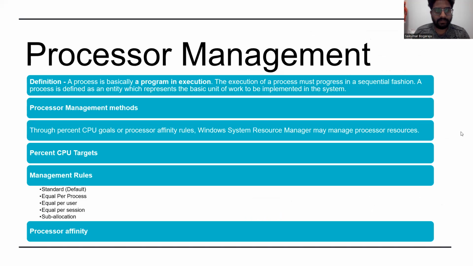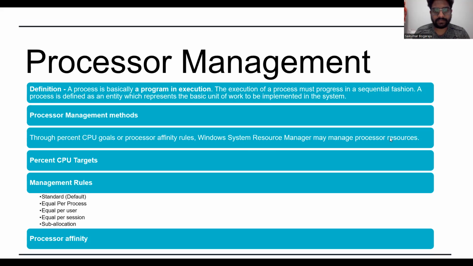So let's see about different processor management methods. Processor management can mainly be achieved through processor affinity rules and percent CPU targets. The main background for this is Windows System Resource Manager, which manages the processor resources. So let's discuss percent CPU targets.